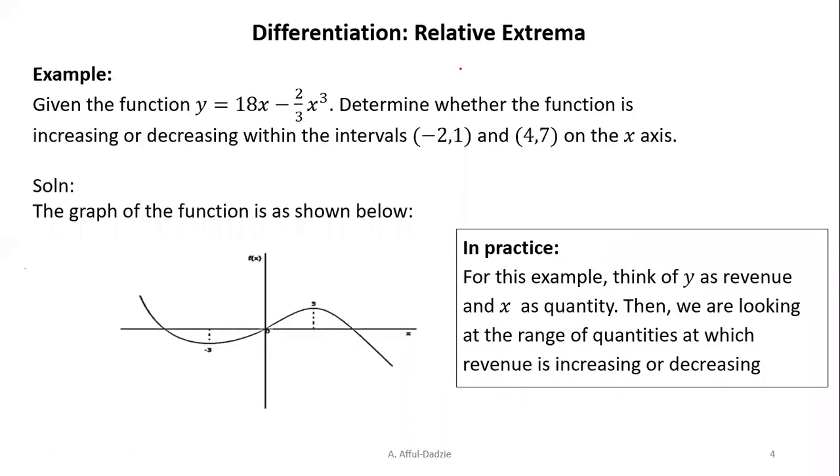Now, if we again come here, let's say we have 4 here, and probably 7 somewhere here. It looks pretty obvious again that on the interval 4 and 7, the curve is reducing.